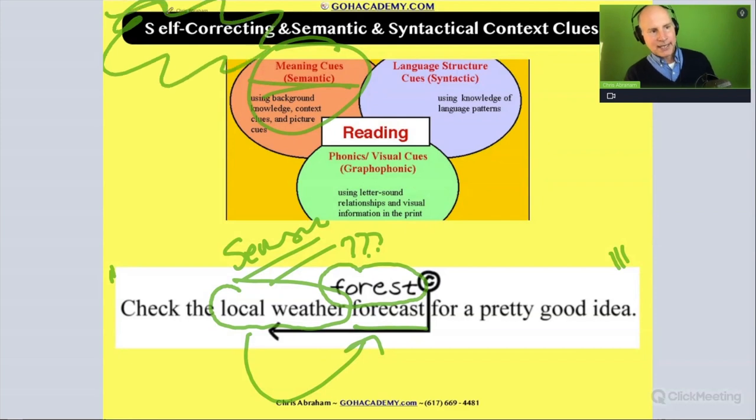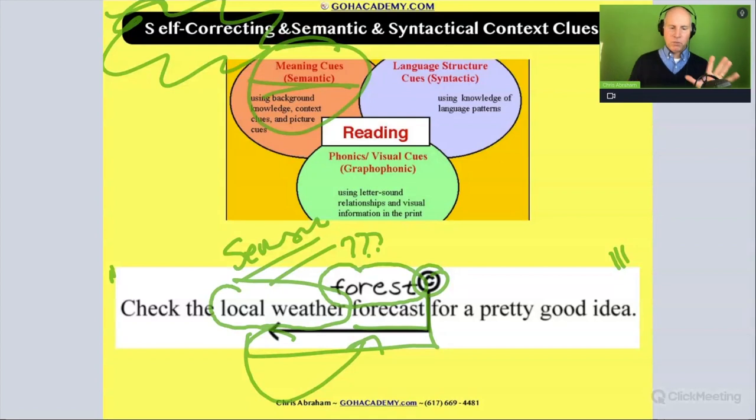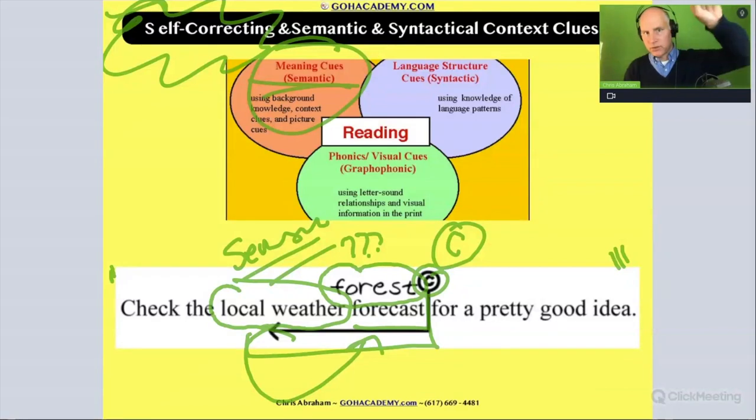So when a student self-corrects, they could be using a lot of different strategies, but usually when you see this and then they reread it and read it correctly, that C means that they self-corrected. Not always, but a lot of times when they self-correct, they're going back, rereading it, and looking for surrounding words that help them make sense of a miscue. When they're looking for words that help make sense of a miscue, we call that a semantic context clue. So local weather would be an example of a semantic context clue.